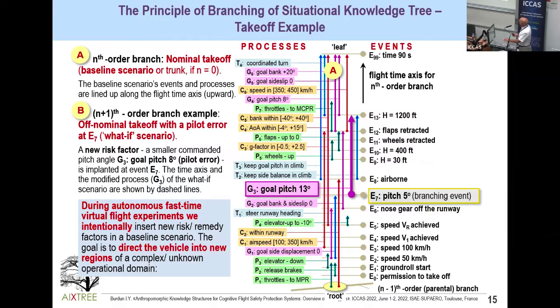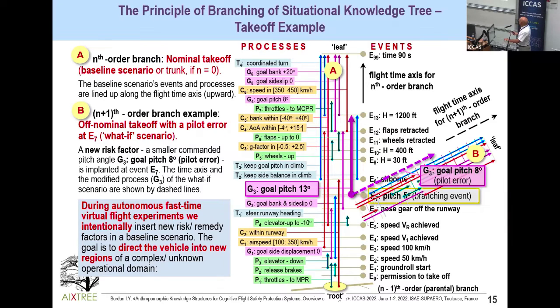This is a simple takeoff line, which includes events, points, and processes between them. And let's imagine that at the event before rotation, the pilot makes a mistake. Instead of maintaining pitch 13 degrees, he maintains pitch equal to 8 degrees. Therefore, a whole bunch of events and processes go in a different way. The timeline goes like that.